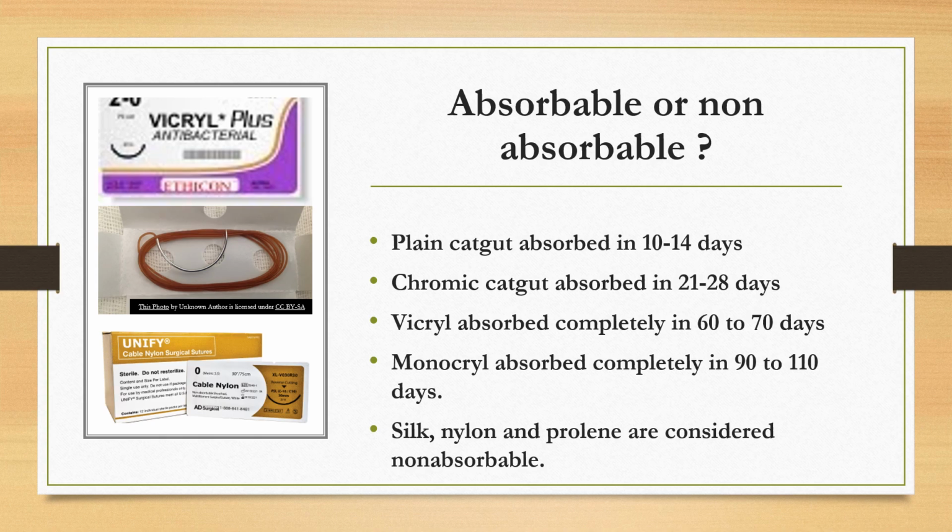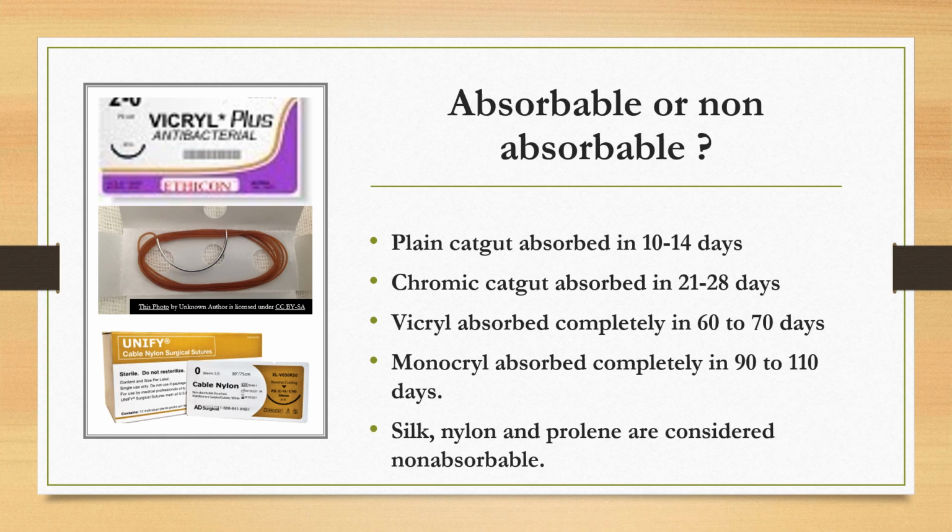Monocryl, which is a monofilament type of Vicryl, is absorbed completely in 90 to 110 days, especially if it is dyed. There is dyed and undyed. The dyed one takes longer to be absorbed. And Monocryl also is a very important kind of suture material, very commonly used in the OR.